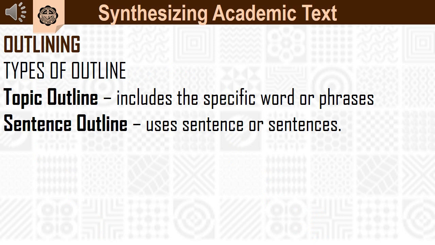Outlining has two types, topic outline and sentence outline. The topic outline simply includes specific words or phrases, whereas the sentence outline, as the term suggests, uses a sentence or sentences.